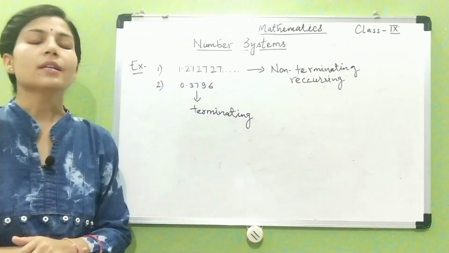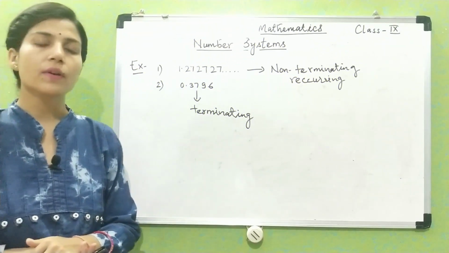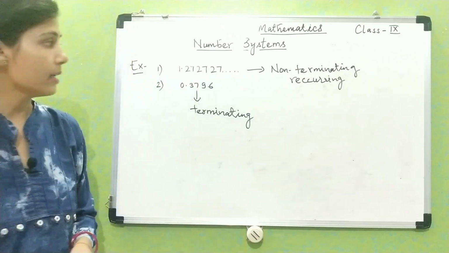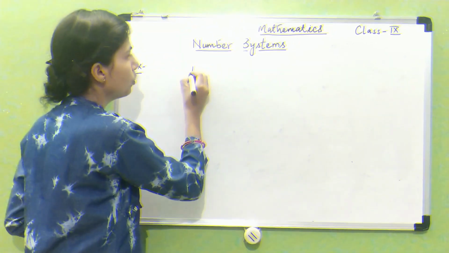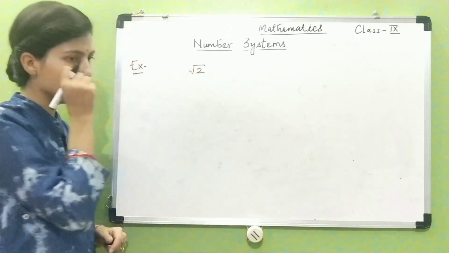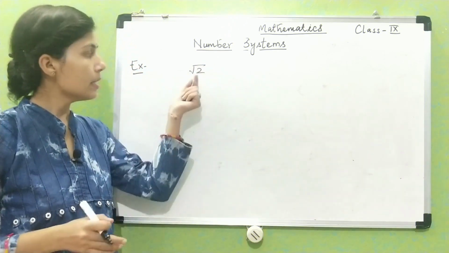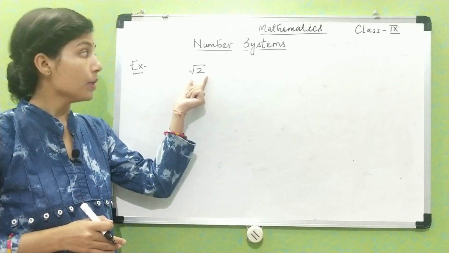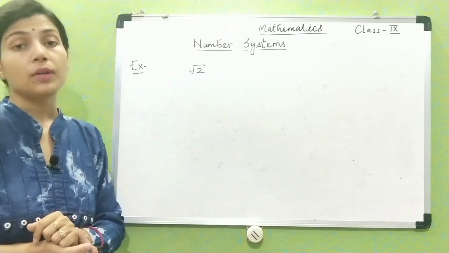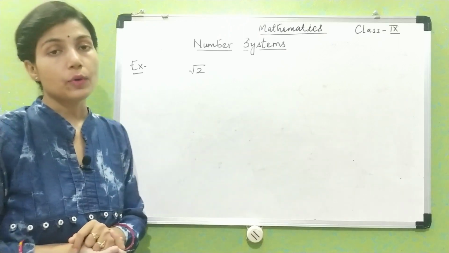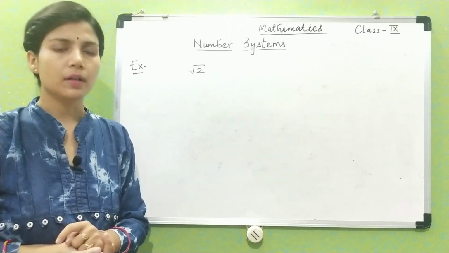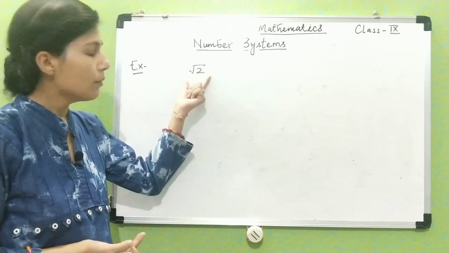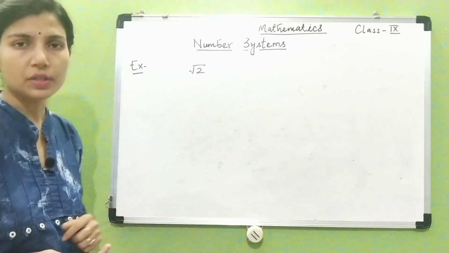Now let's see the decimal expansion of an irrational number. Okay, let's take an example. Root 2, very simple and easy. Root 2, the square root of 2. We know that if we have to find the square root of any number, we have done two methods in 8th standard. Here we will use the long division method.